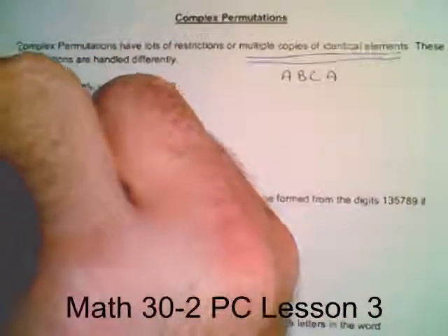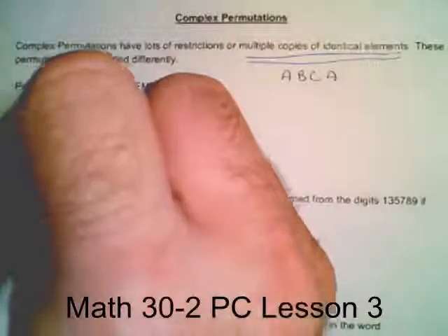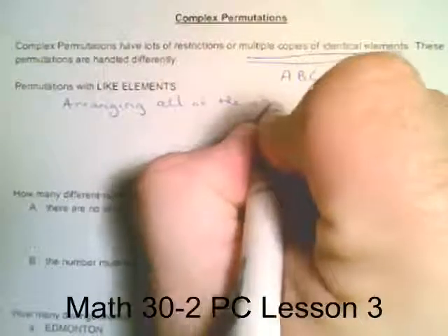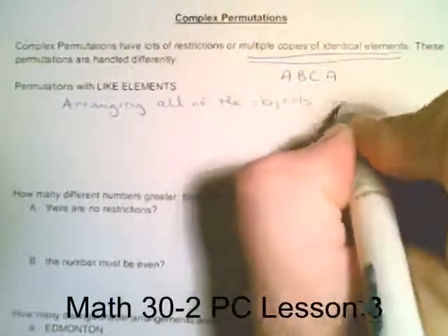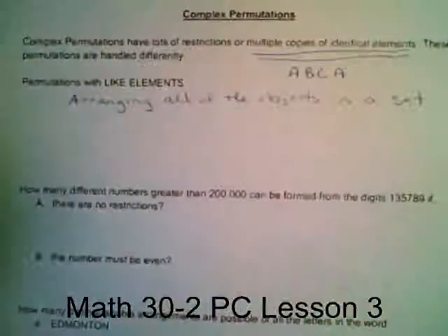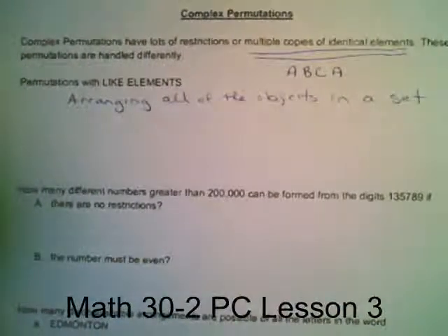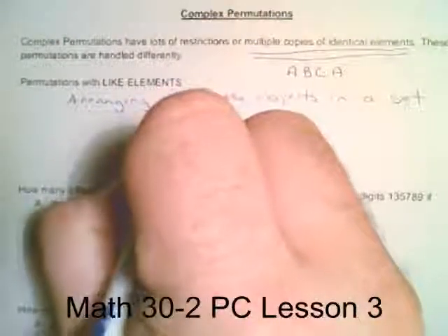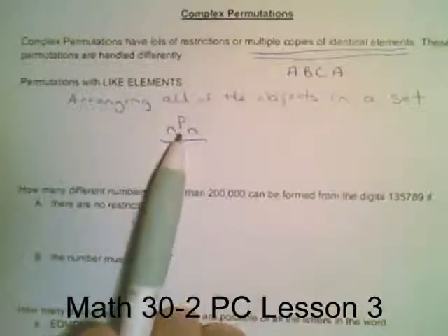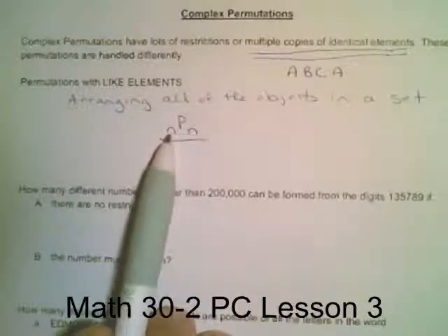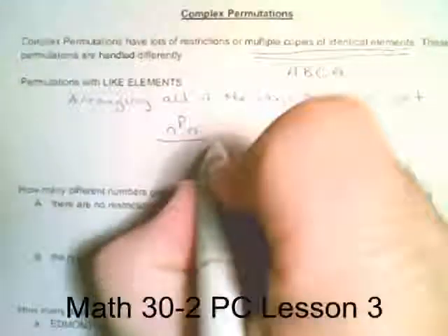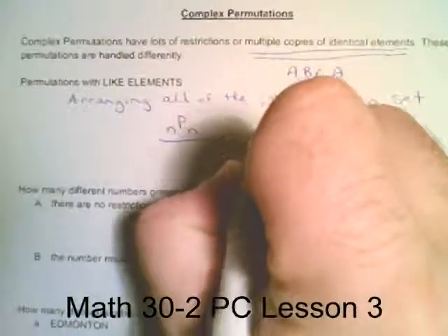Now permutations with like elements, okay, first off you're arranging all of the objects in a set, okay? So you're going to arrange all of them. You're not just going to pick and choose a couple of them. You're going to arrange all of them. But what you're going to have is n pick n. Now, I know the formula is n pick r, but the reason I've got n pick n is because there's 5 objects, you're taking 5. They're going to be the same number every time. 7 objects, you're taking 7. 12 objects, you're taking 12.